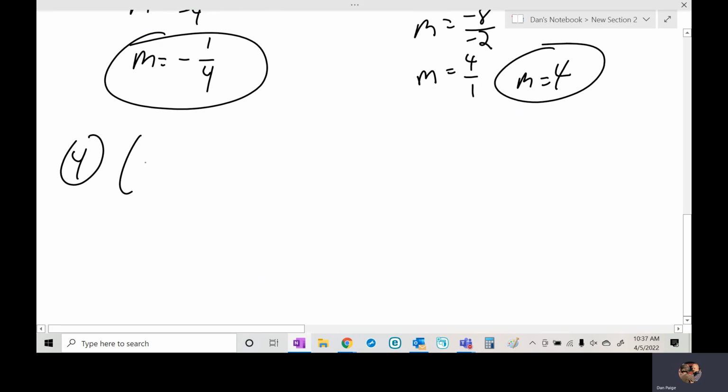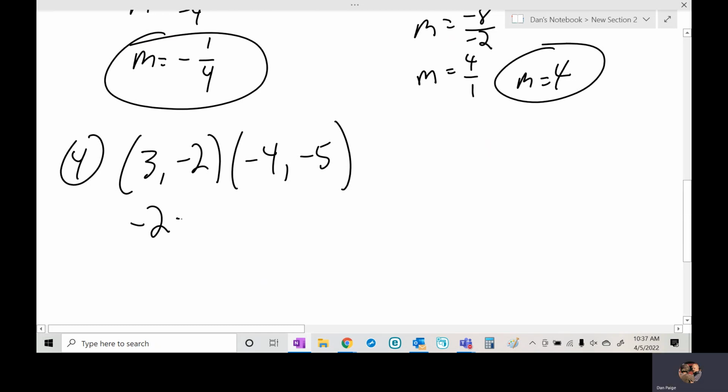We got 3 other weird things that could happen. All right, let's do this one. 3, negative 2. Negative 4 and negative 5. Well, let's write this out. What are the y's? Negative 2, negative 5. So we would write negative 2 minus negative 5 over 3 minus negative 4.